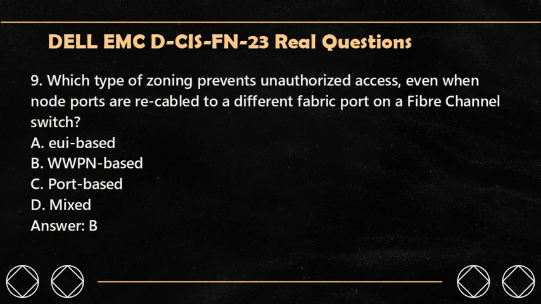9. Which type of zoning prevents unauthorized access even when node ports are re-cabled to a different fabric port on a Fibre Channel switch? A. WWNN-based. B. WWPN-based. C. Port-based. D. Mixed. Answer: B.